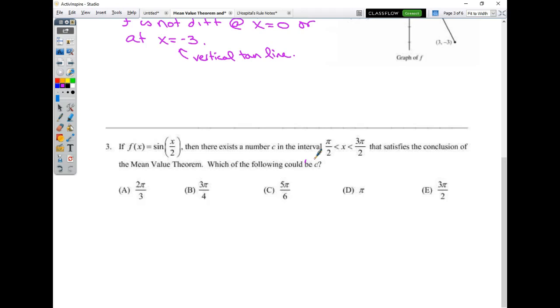All right, so they've already told me that I can use MVT, but again, I take a look at this. There's no divide by zero. It's sine, so I know this is a smooth curve. So I am cool with this being continuous and differentiable.